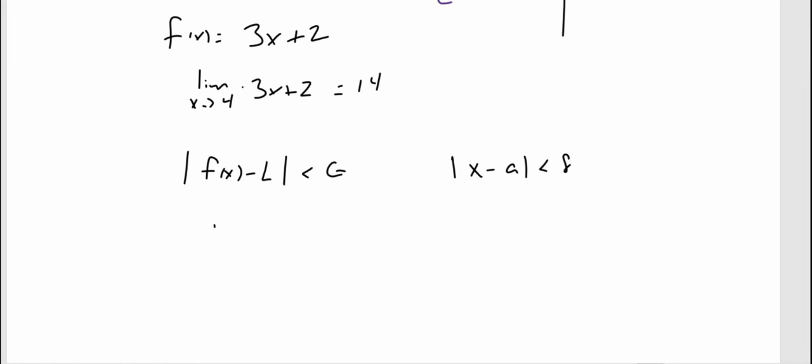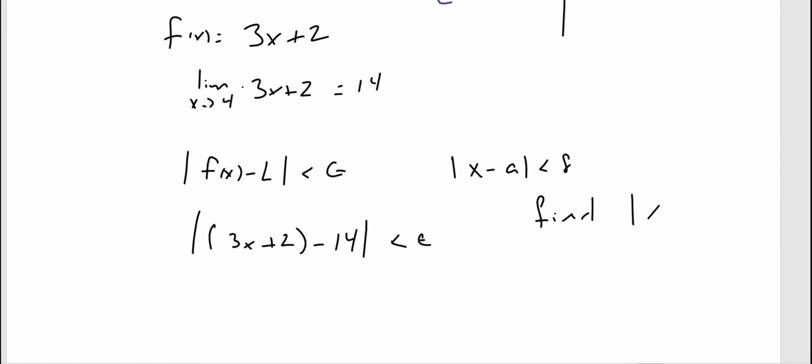So we have the absolute value of 3x plus 2 minus 14. And we're going to say, okay, well, that's less than epsilon. We need to manipulate this until we can find in there the absolute value of x minus 4 less than something. And whatever that something winds up being is our delta. Okay? And that 4 is because there's the 4 there. It's always what the x is approaching.